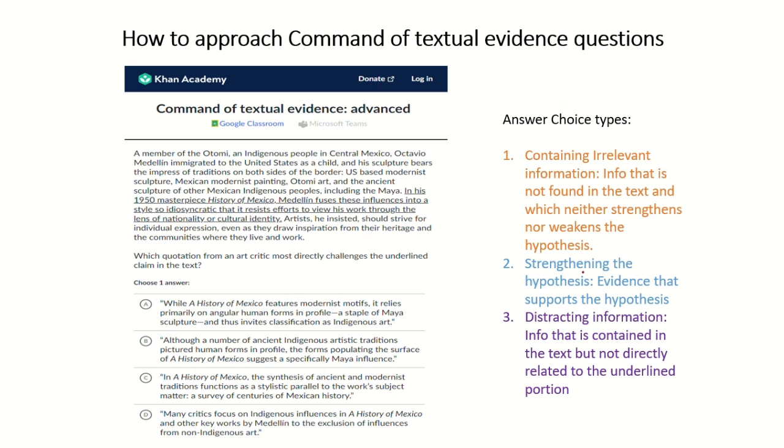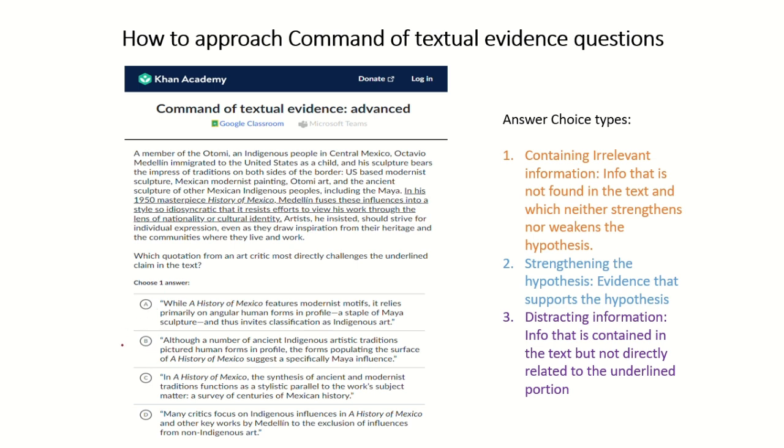The second kind is one which strengthens the hypothesis, right? We are looking for the answer choice that weakens the hypothesis, not strengthens it. So strengthening it would be wrong. The third type contains distracting information. This information is contained in the text, but not directly related to the underlined portion. So you can find this answer choice in the text, but it does not directly contribute to the underlined portion of the text. Now, we can go about solving this question by comparing two of the answer choices, right? Because only one answer choice is correct.